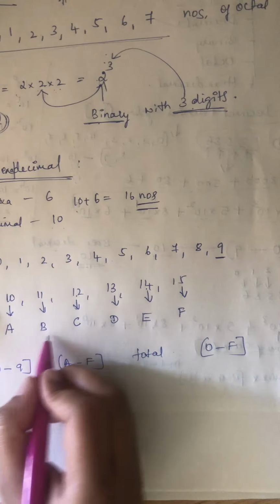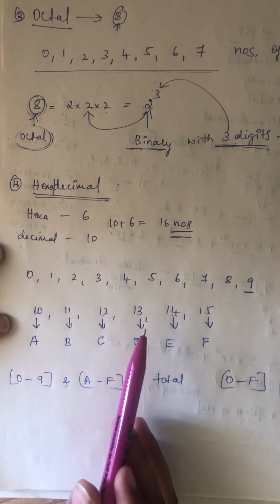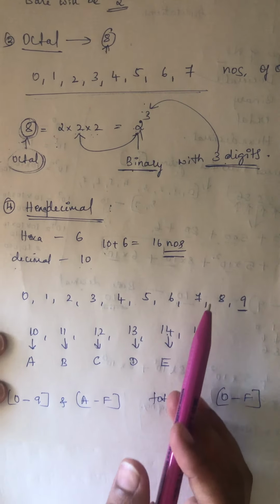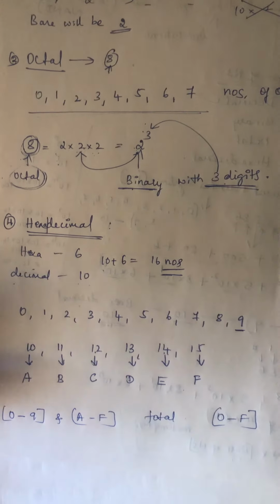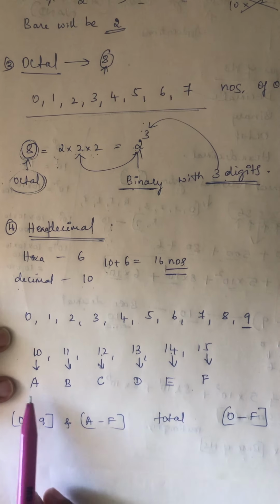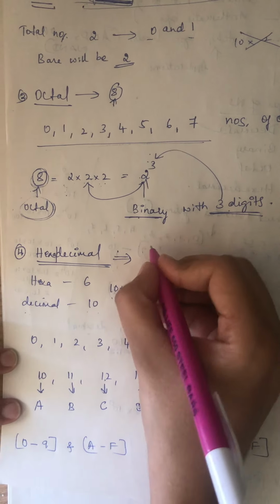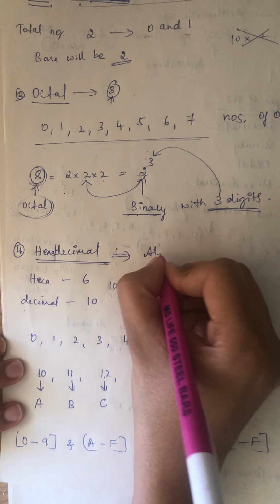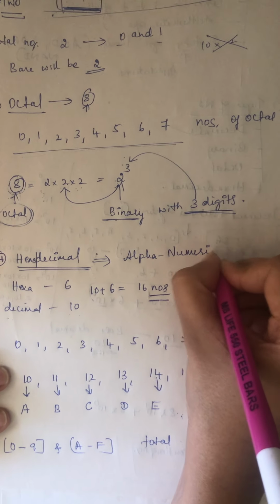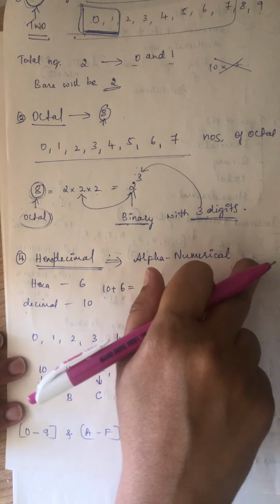Why have we taken A, B, C, D, E, F? The only reason is that 10, 11, 12, 13, 14, 15 are formed with a combination of the normal numbers 1, 2, 3. So in order to avoid confusion in writing the numbers, we have taken 10, 11, 12, 13, 14, 15 as A, B, C, D, E, F. And this hexadecimal number system is also called the alphanumerical number system.